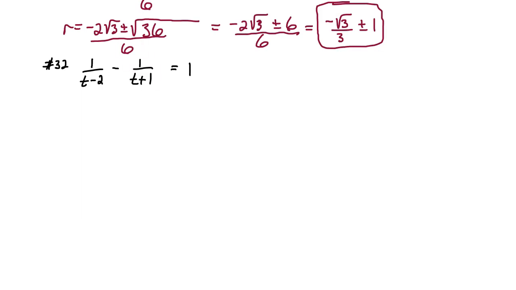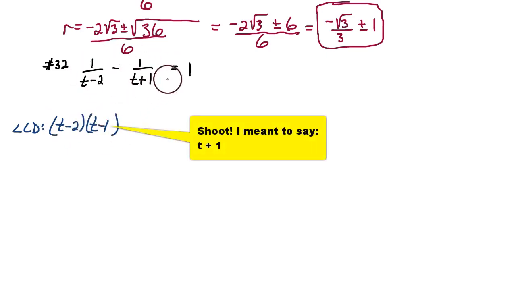Next, number 32, we're asked to solve this equation. This is the kind where you times by the LCD so that those denominators will slash away. So our LCD is going to have both of those factors in it. It'll have the t minus 2 and the t minus 1. Now I don't have a lot of room right here, so I'm going to rewrite the problem.